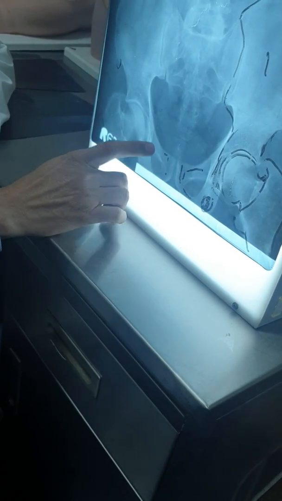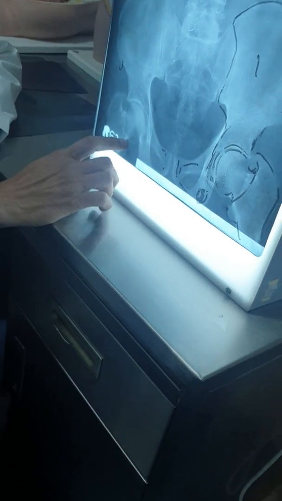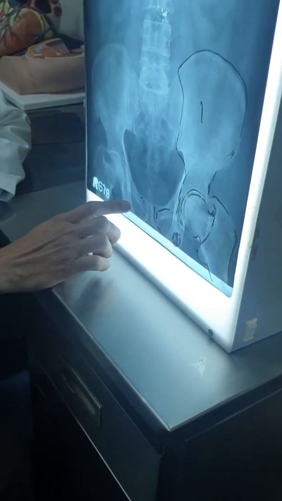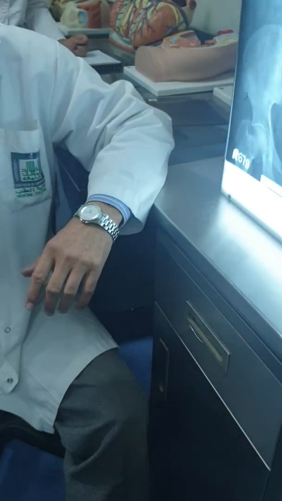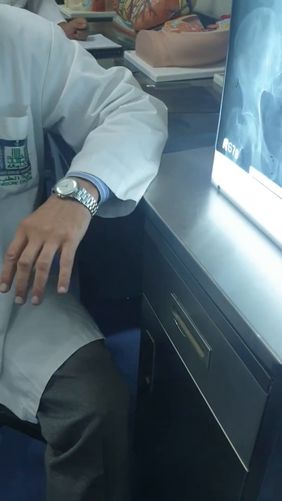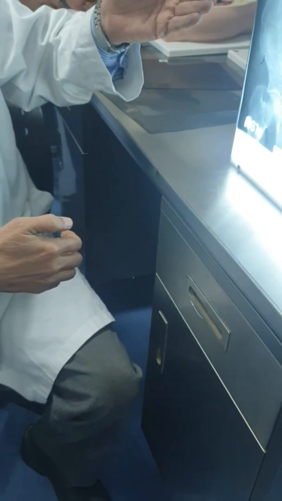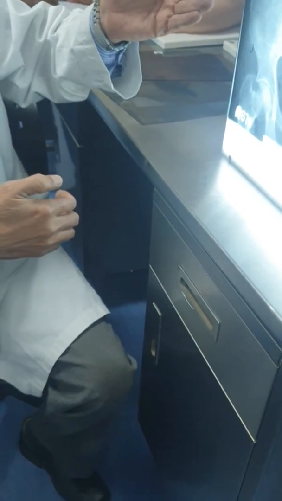It connects the femur with it, a line with the lower border of the neck and the upper border of the obturator foramen. This is an important line. This Shenton's line is important for dislocation and fracture of the hip joint.